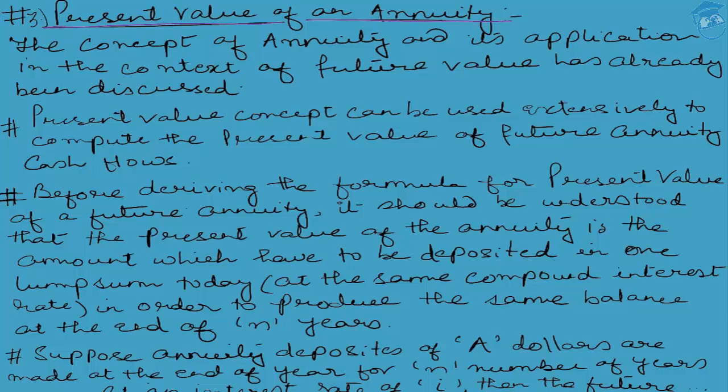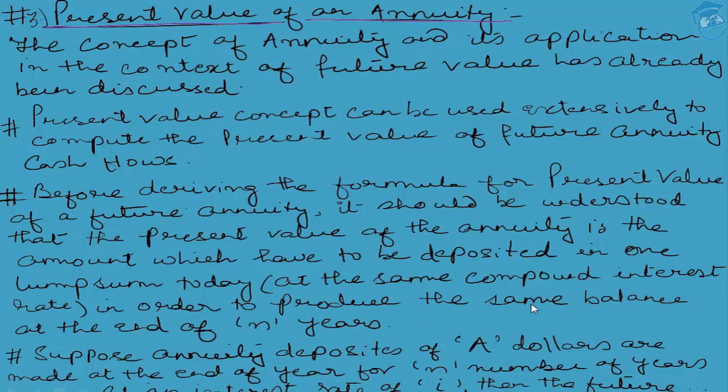So what exactly are we depositing? This amount refers to the sum total of the present value of the annuity. So the sum total of the present value of the annuity shall be the amount which has to be deposited at the present time in one lump sum. It has to be treated as one lump sum. This investment has to be done in one lump sum at the same compound interest, that is the I which we use for the annuity, and for the same n number of years to produce the same balance at the end of n years.